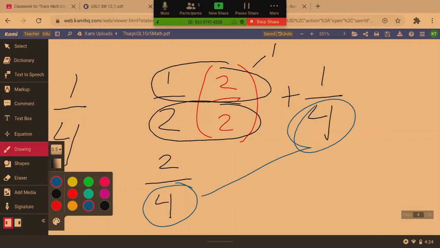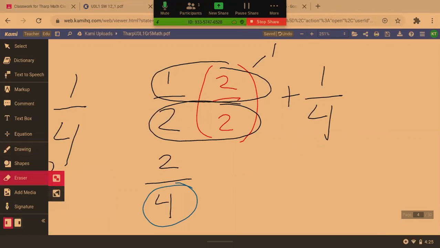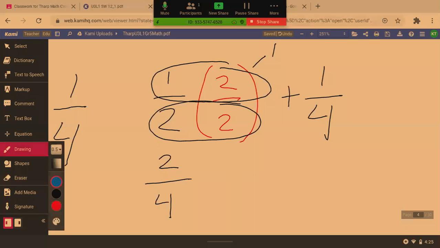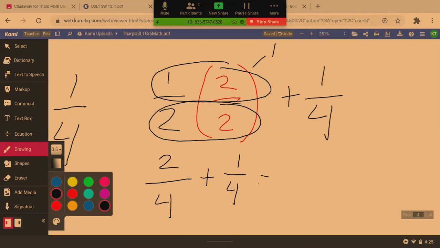Which is bigger, 2 out of 4 or 1 out of 4? It's now that the denominators are the same, we can compare it. And we can add and subtract it. So multiplying by 2 to get the denominators the same, that's manipulating the fraction so that we can add or subtract it. So 2 over 4 plus 1 over 4 equals.